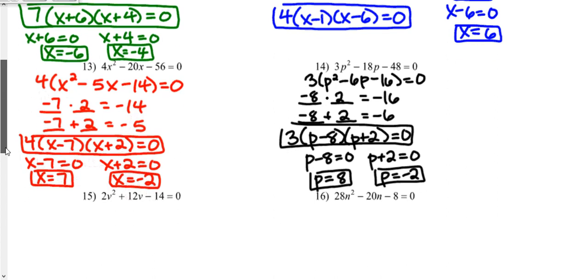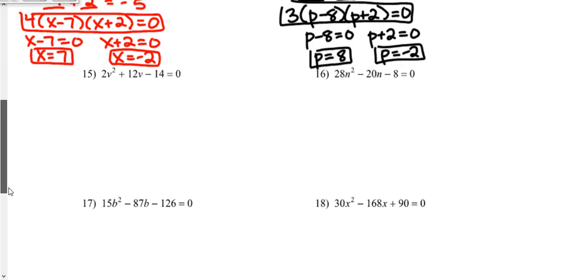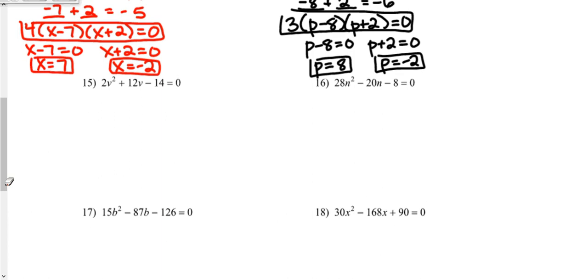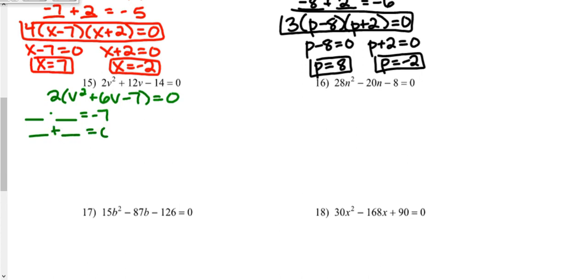All right, looking at number 15. Look for your common factor first. All of these numbers are divisible by 2, so I'm going to do that. And then numbers that multiply to negative 7 and add to 6. So 7 and negative 1.